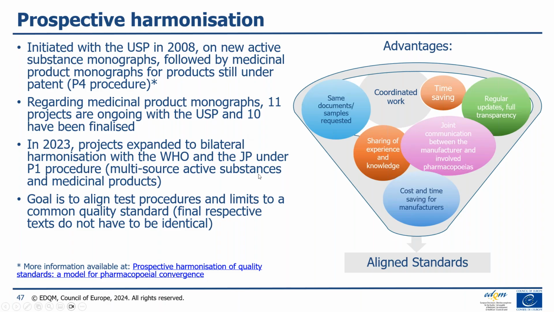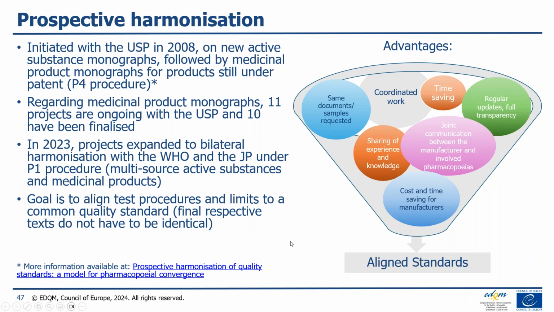And following this successful example of the prospective harmonization with the USP, this project expanded also to bilateral harmonization with the World Health Organization and the Japanese Pharmacopoeia, and now includes also the P1 procedure, so the products for which generics are already on the market, so multi-source active substances and medicinal products. This started in 2023. There are many advantages of prospective harmonization, especially for the manufacturers, because it can be cost and time saving for them.